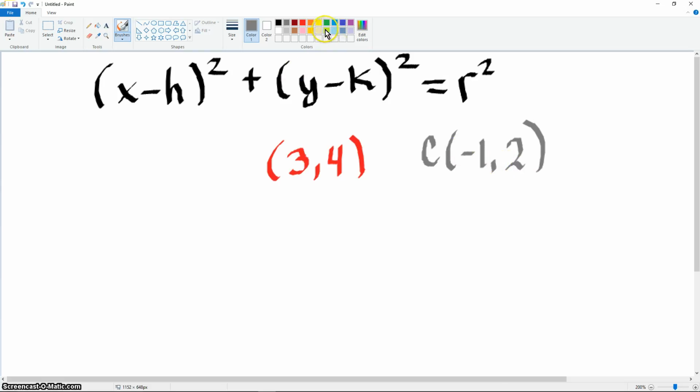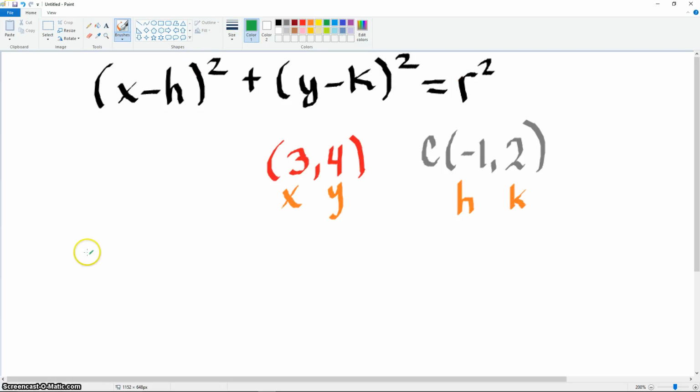Okay, and so we need to identify and label everything. We know that this is a point or a regular coordinate, so we know that any coordinate has the letters x, y attached to them. And we know that the center has the letters h, k attached to them. So if you look at your formula, we have x, we have h, we have y, we have k. The only thing that we don't have is r, and that means we can definitely solve for it. So let's plug in everything that we know.